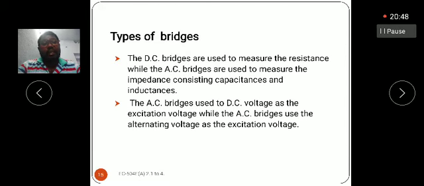That means in the DC bridges we are measuring the unknown resistance, purely the resistance. In the AC bridges we are measuring the impedance. The impedance consists of the capacitance as well as the inductance. The DC bridges use DC voltage as the excitation voltage, while the AC bridges use an alternating voltage source as the excitation voltage.